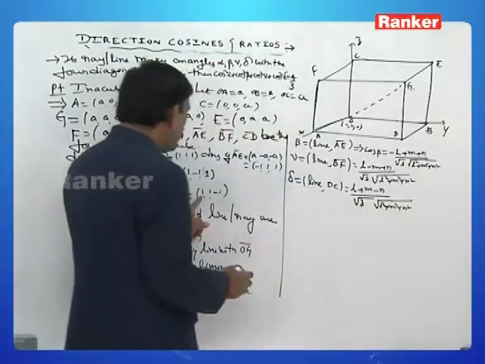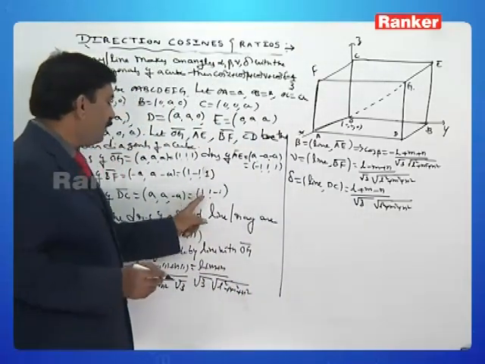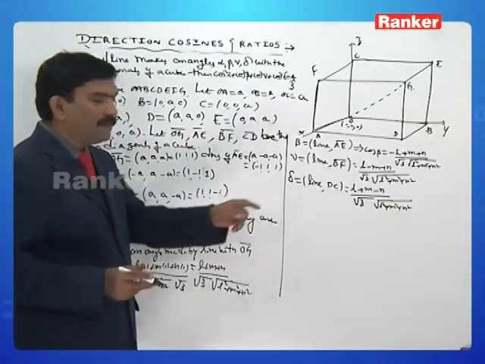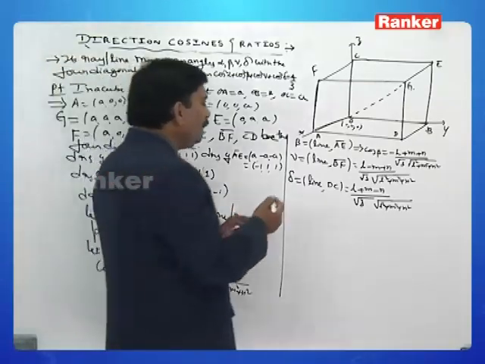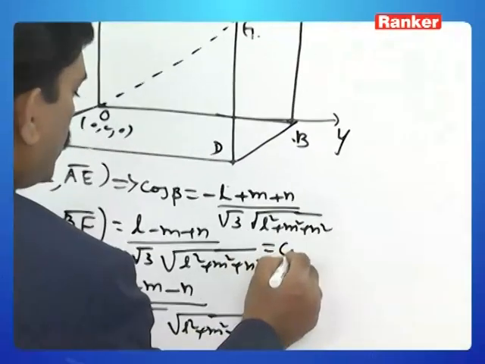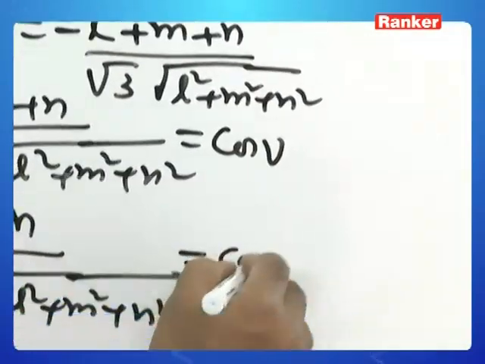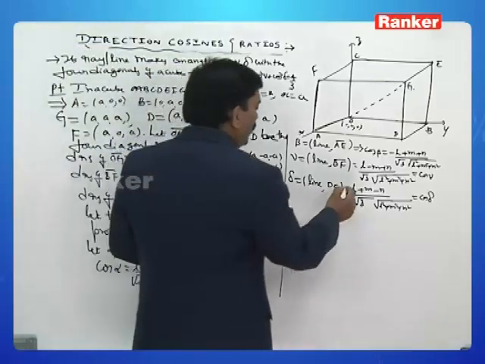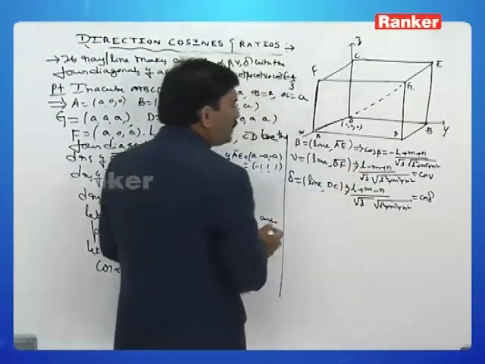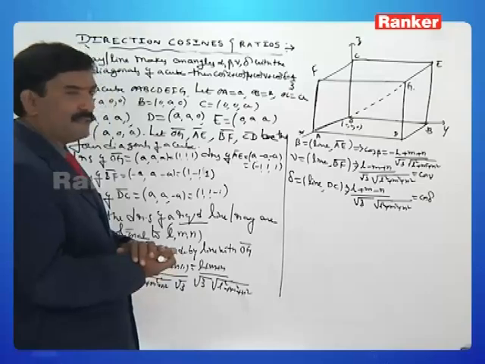Why root 3? Now this length is what? Come on. A1 square plus B1 square plus C1 square is nothing but root 3. Followed? Yes. We got this one as cos gamma. We got this one as cos delta, right? I can write this one as cos gamma, cos delta.